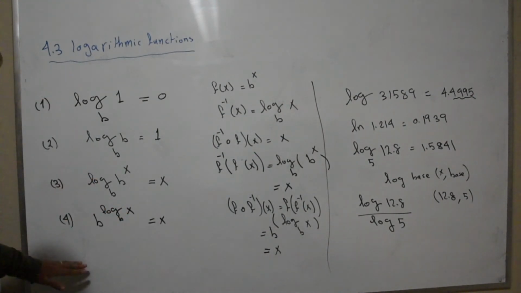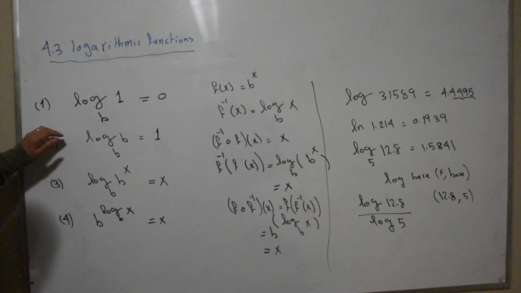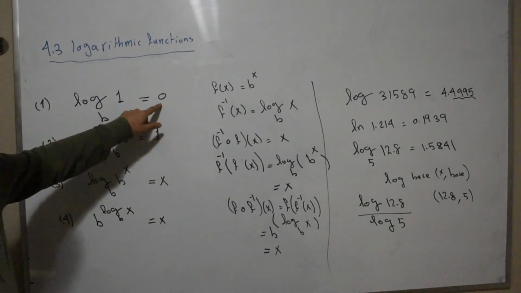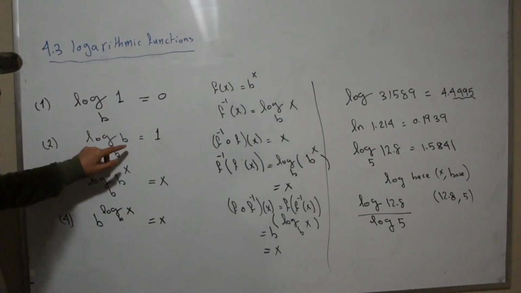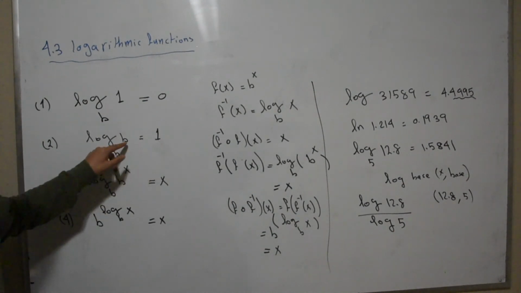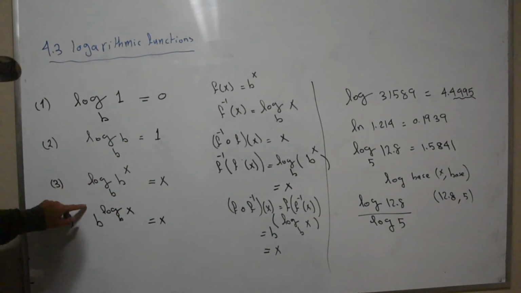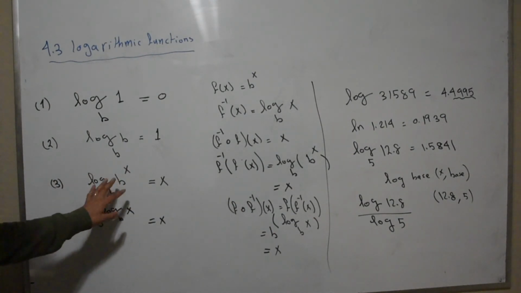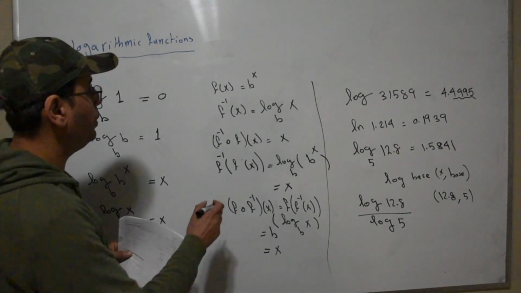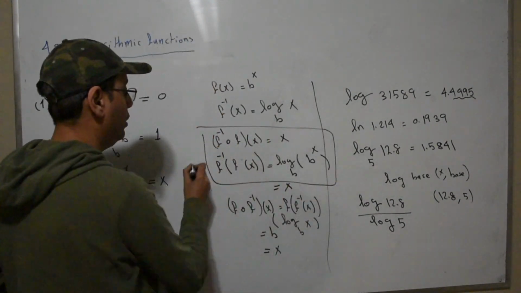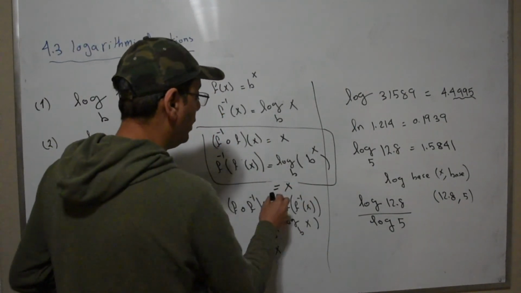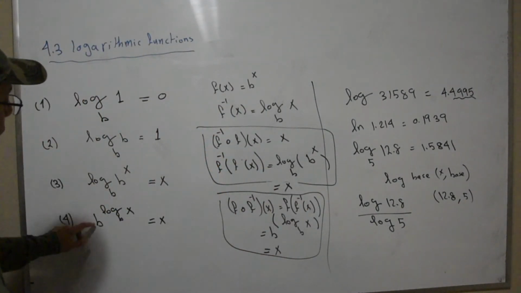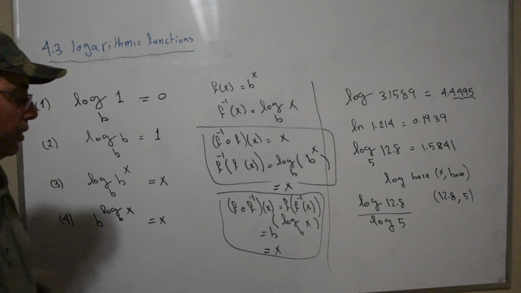So these are the 4 rules that we have to learn so far. Log base b of 1 is 0, because b to 0 is 1. Log base b of b is 1, because b to 1 is b. And numbers 3 and 4: log base b of b to the x is x, because these are two inverse functions, as I explained here. And the other one is the opposite of this one. So I have b to the log base b of x equals x.